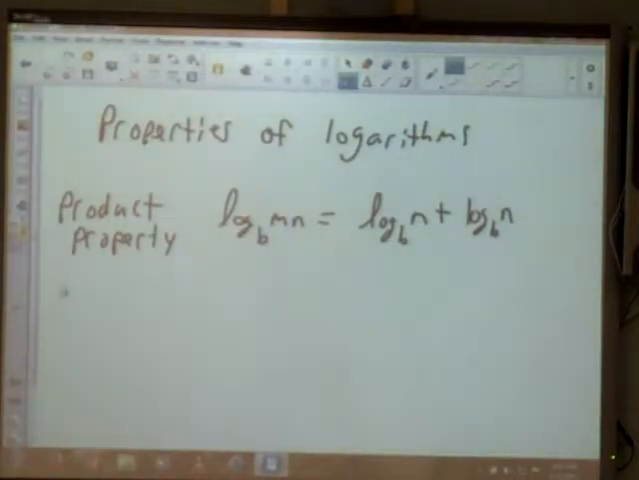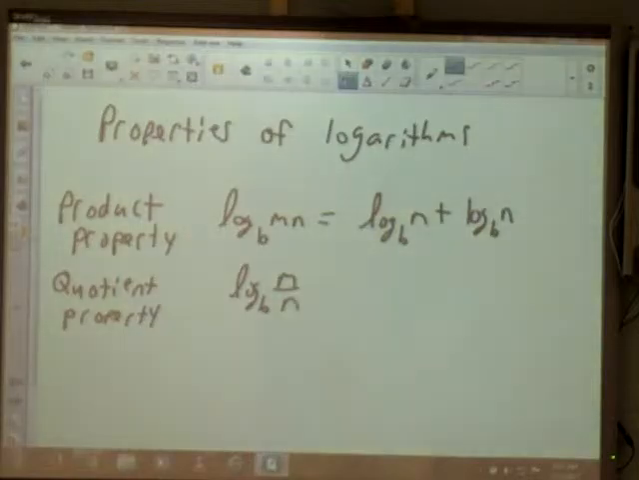Then you've got a quotient property, which is division, and division is friends with subtraction. So if we had log base b of m divided by n, that's the same as log base b of m minus the log base b of n.